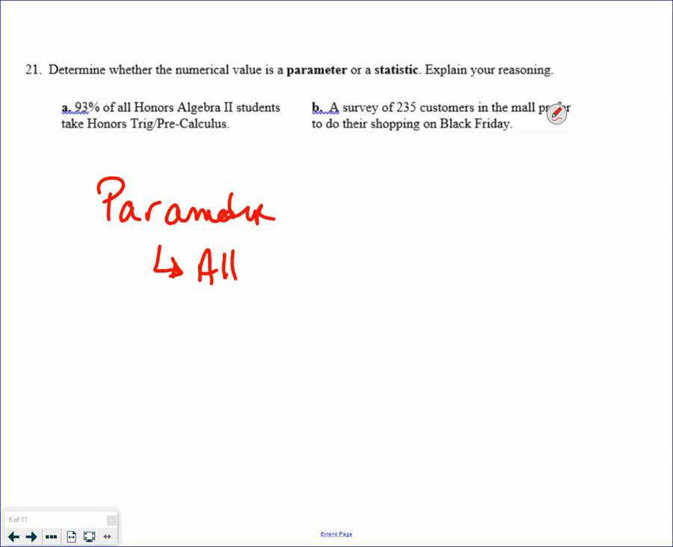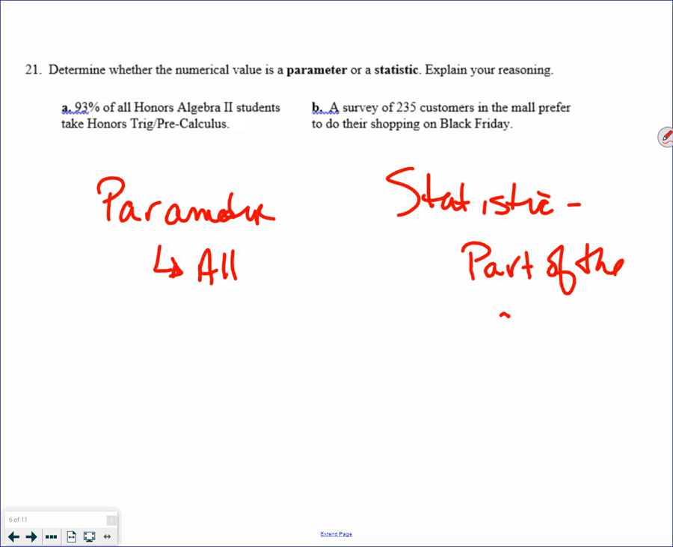A survey of 235 customers in a mall prefer to do their shopping on Black Friday. This is a statistic. Again, a statistic is only when you're not talking to everybody. So this is because you're only talking to part of the customers.